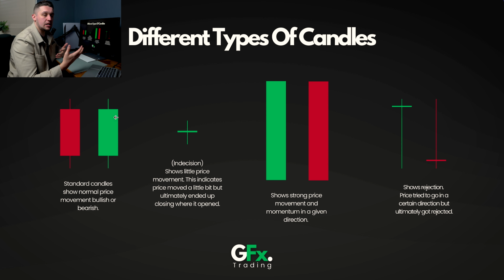Now, these are what we call standard candles. So they've generally got wicks either side. The candle body isn't too big or small relative to the others. So it just shows normal price movement, bullish or bearish, be it the red one being the bearish candle, the bullish one being the green candle.